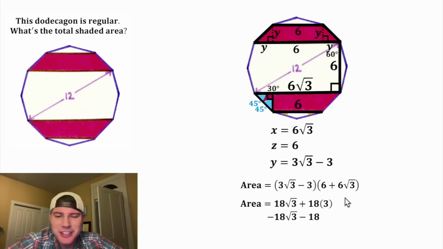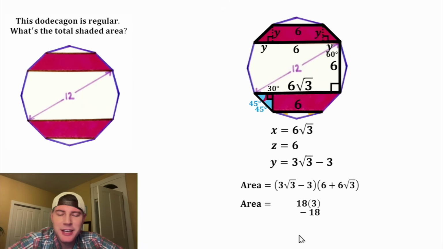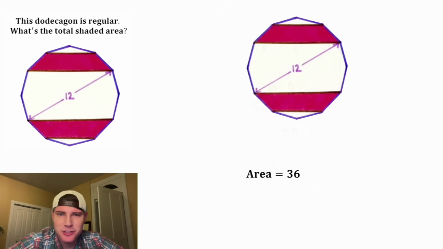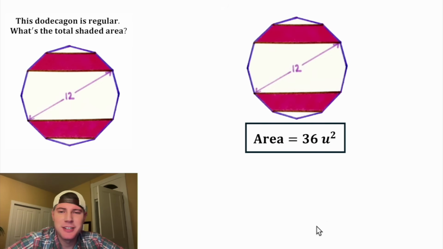And then we can combine like terms. The 18 root 3 and the negative 18 root 3 will cancel each other out. And 18 times 3 is equal to 54. 54 minus 18 is equal to 36. And that is the answer to our question. Let's give it a label of square units and put a box around it. In this regular dodecagon with a diagonal equal to 12, this total shaded area is equal to 36 square units. How exciting.